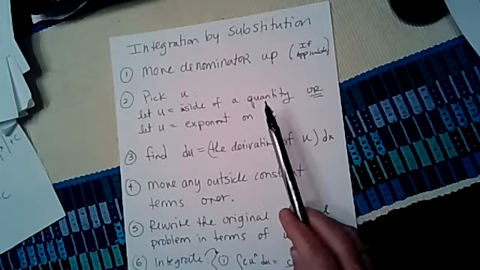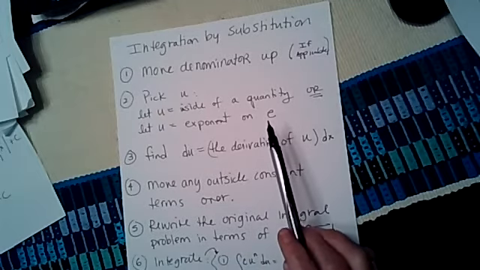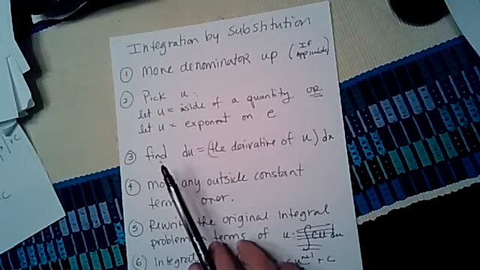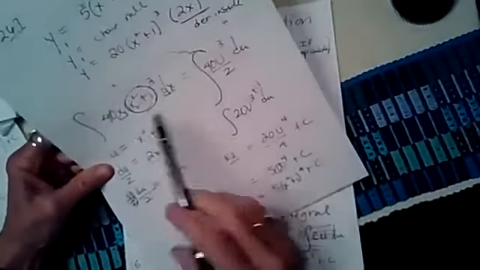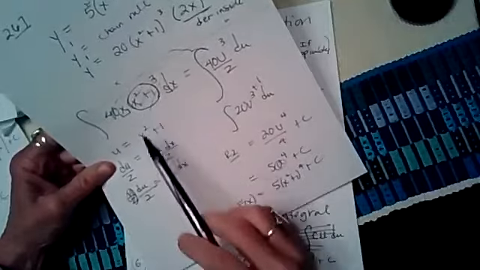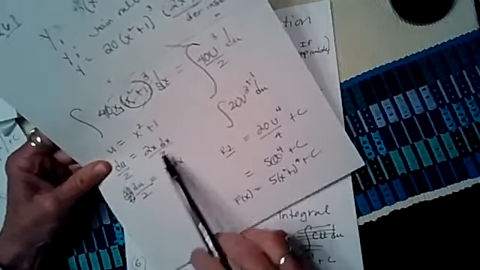Let u be the inside. Or if there's no inside, we'll let u be the exponent on e, but we'll talk about that in a minute. And then find the derivative of u. So that's what I did here. I had this problem. You can't really see it. I let u be the inside, and then I found the derivative of u, which was 2x, right?